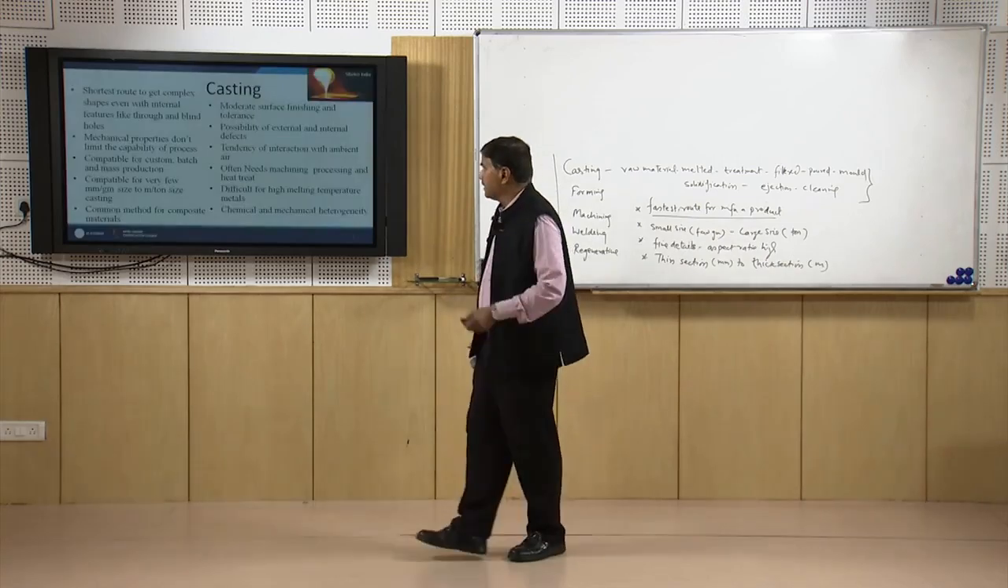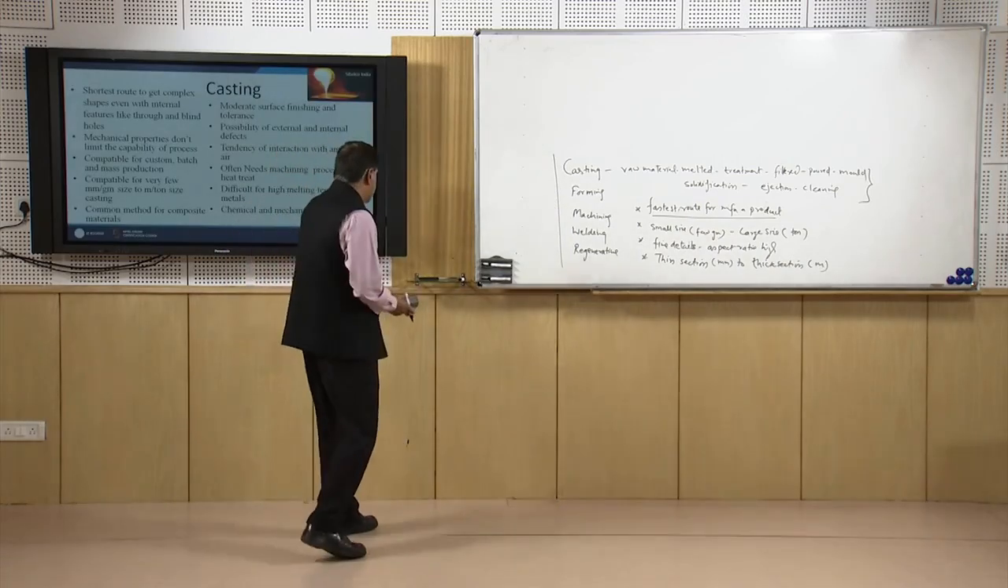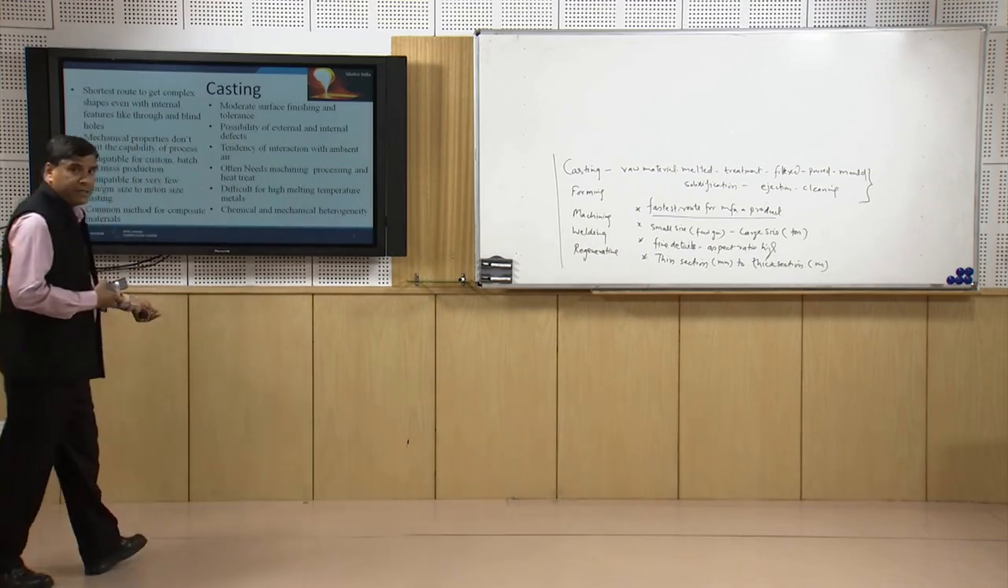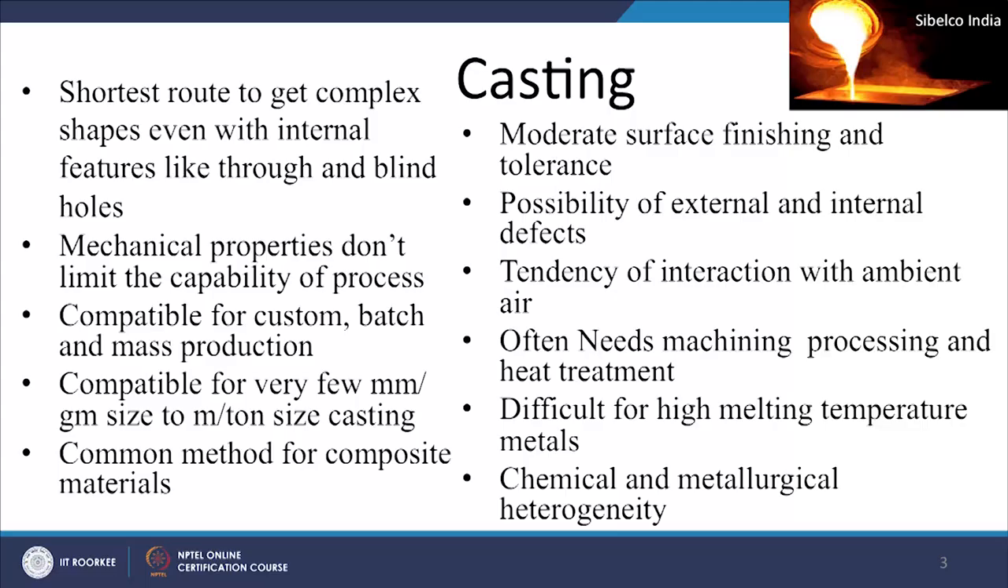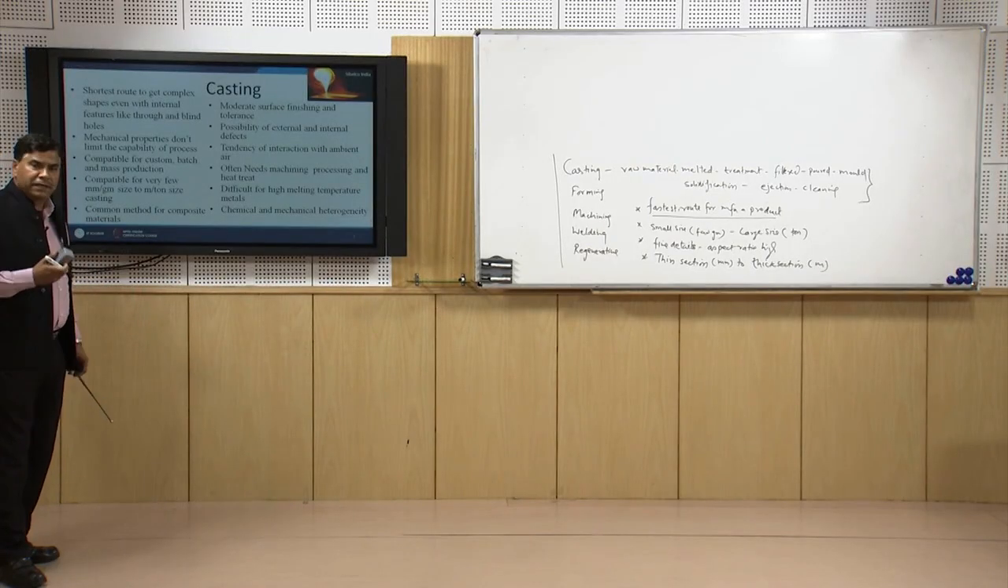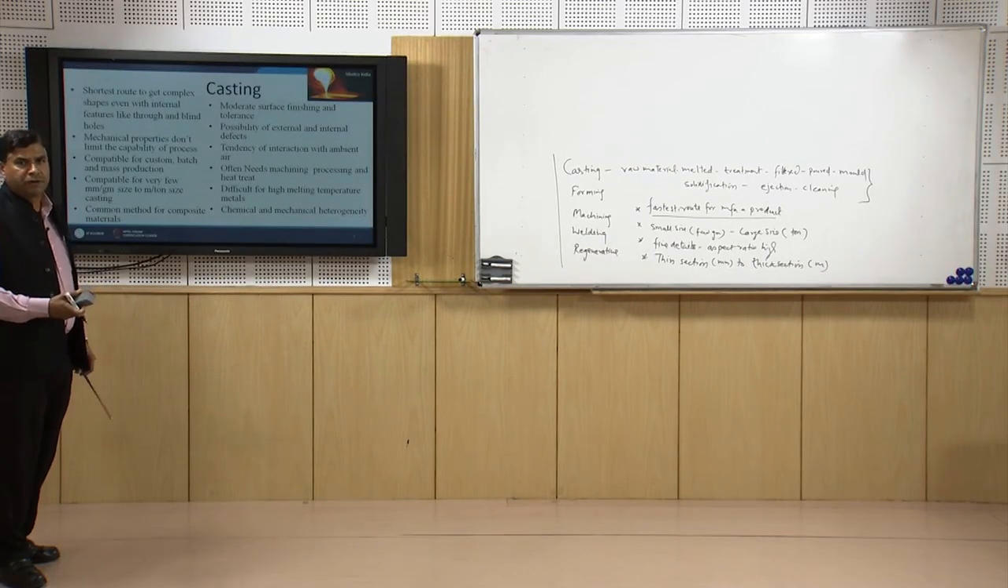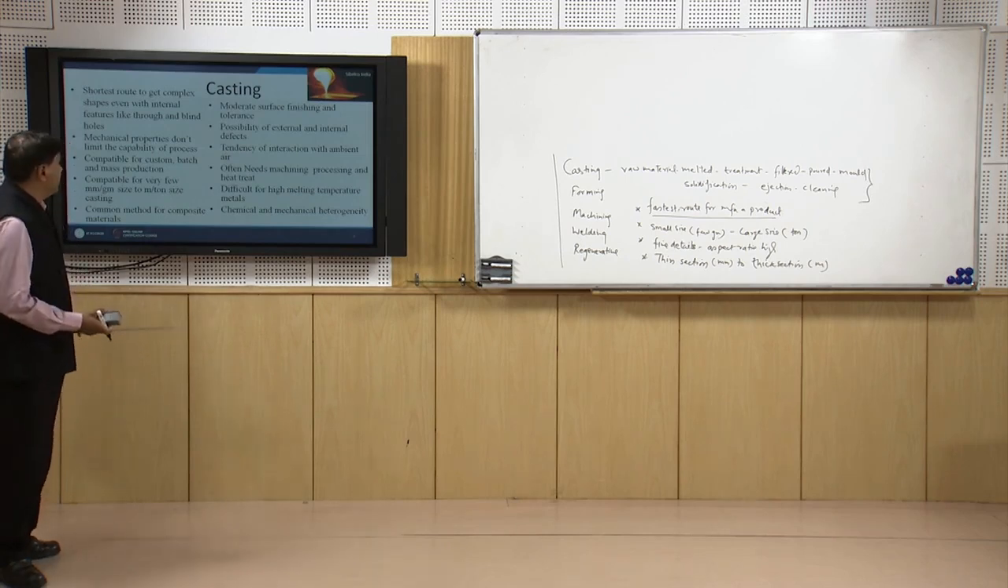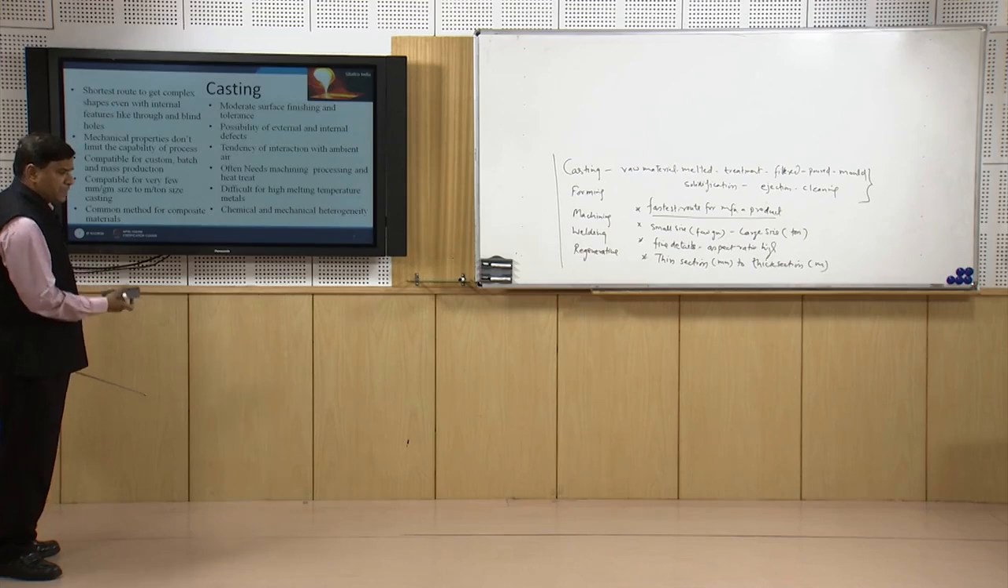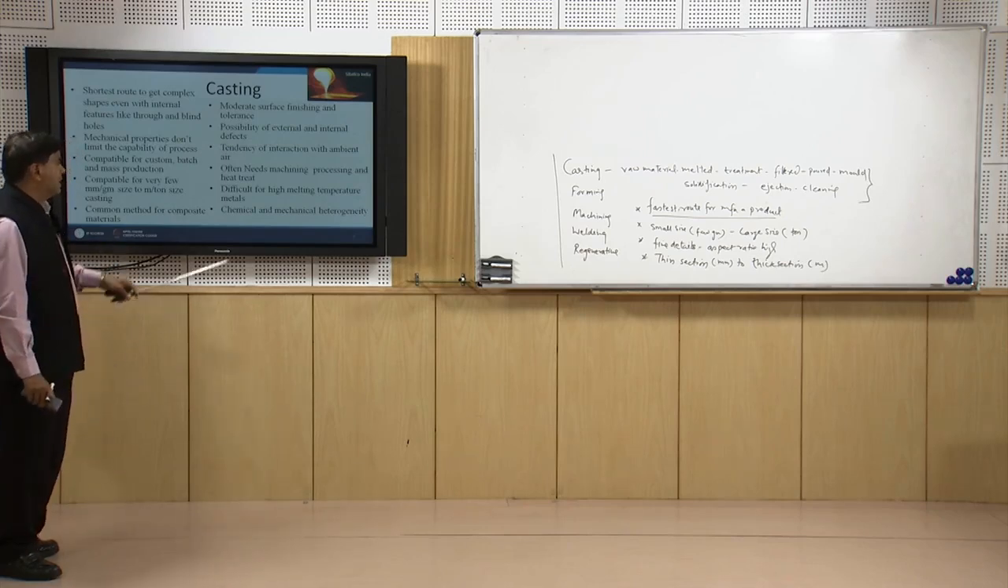To see more details, this process offers the shortest route for manufacturing a product, to get complex shapes with internal features, through holes or blind holes or any other geometry of that kind. Another important thing: mechanical properties of the material do not affect the success of this process, because whether the material is hard or tough or very strong or of very low ductility or very high ductility, that does not affect the processing capability of casting to get the desired size and shape.